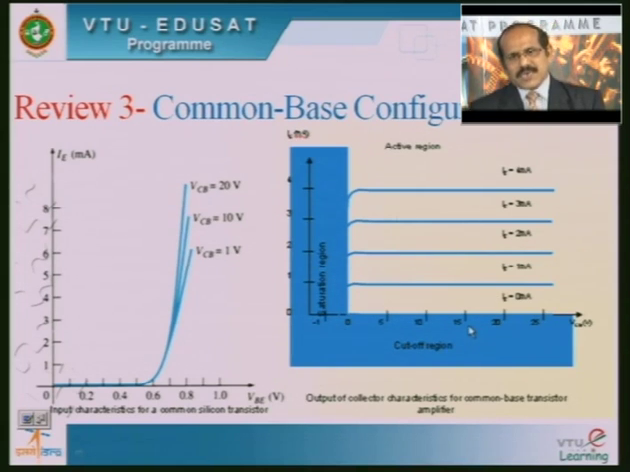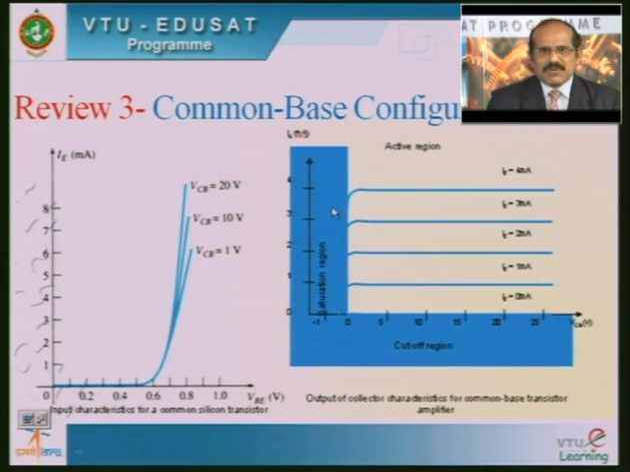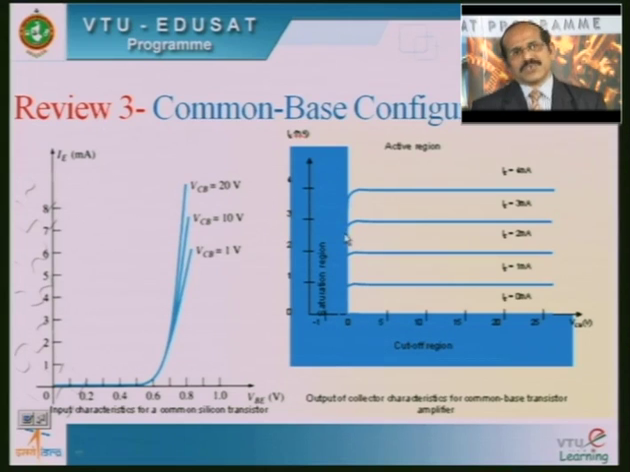The cutoff region is the region below the curve IE equal to 0 milliampere. This is called the cutoff curve. What you can see on the right in blue color, to the left of VCB equal to 0, is called the saturation region, and the region between the cutoff region and the saturation region is called the active region. Also, you can note that the collector current is independent of the variation in VCB. That means irrespective of the changes in VCB, the collector current remains constant.